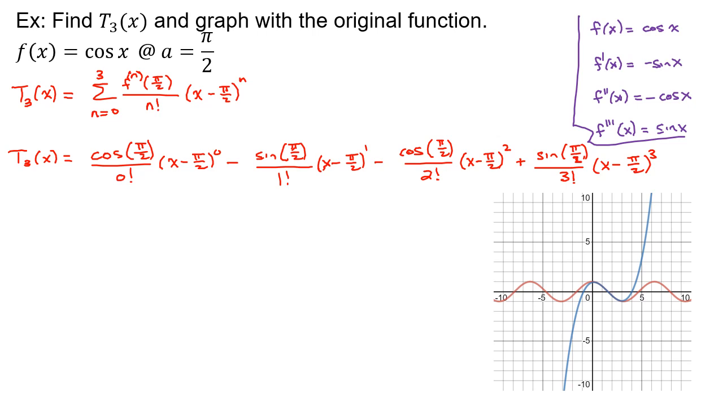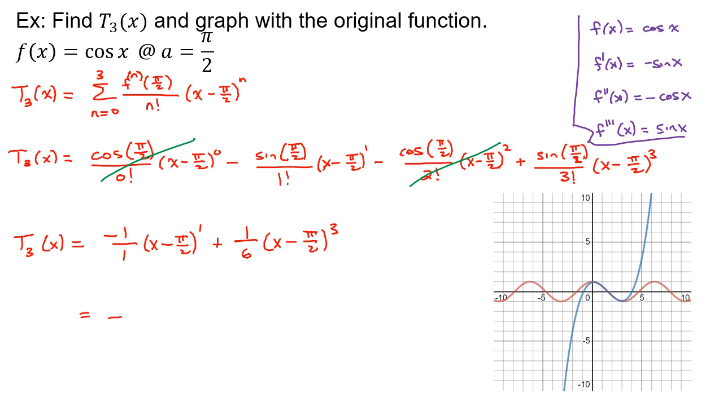Much like the last one, though, cosine pi over 2 is 0. So anything that has a cosine pi over 2 on it, these actually just go away. And all I'm left with is my third degree Taylor polynomial. Sine of pi over 2 is 1, so I'll get a negative 1 over 1 times x minus pi over 2 to the first. And then sine pi over 2 again is 1. So I get 1 over 6 times x minus pi over 2 cubed.